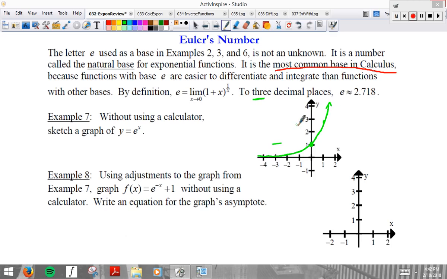You have to know this by heart, because you'll be asked to do things like use graph adjustments without a calculator.